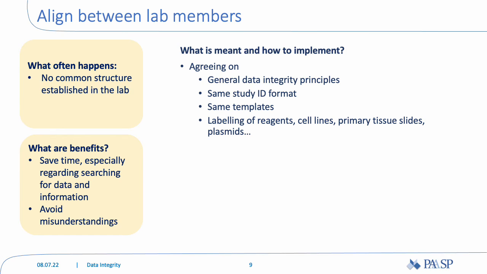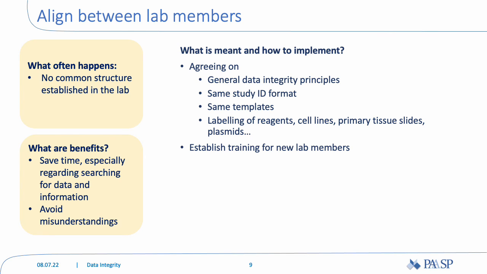It could be agreed to use the same study ID format, which makes it easier to find and link experiments. We have talked about it before and how to set it up. We have also talked about using templates, which could be shared and used by all lab members. This could also be expanded to labeling the different resources in the lab in the same way, which will also provide additional clarity. This starts already when thinking of the date. Many people write the date differently, and having the same date throughout the lab will reduce confusion.